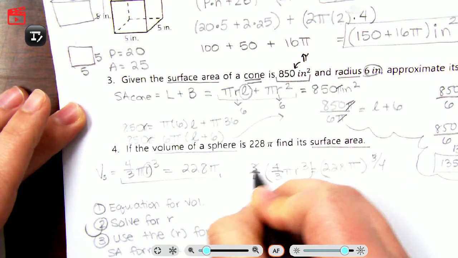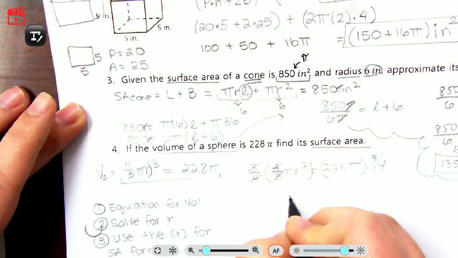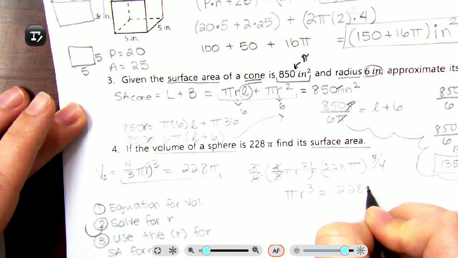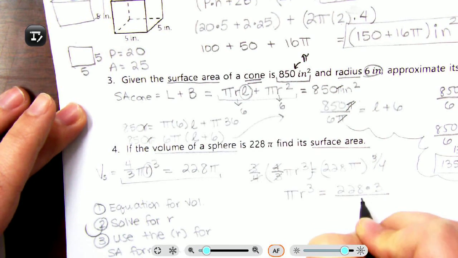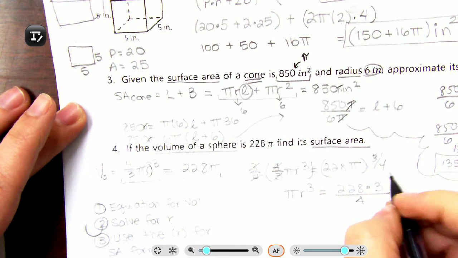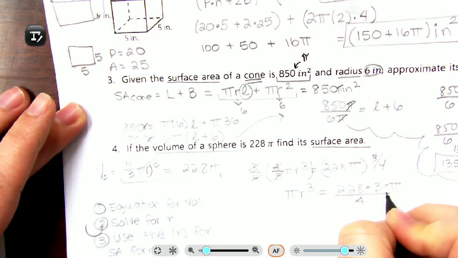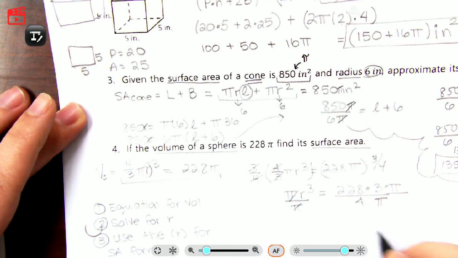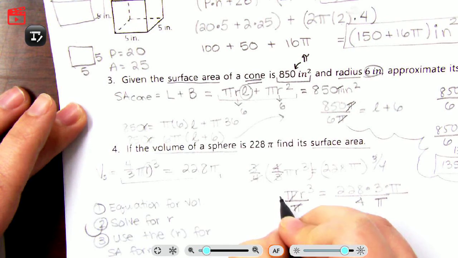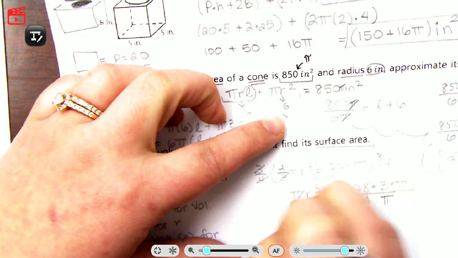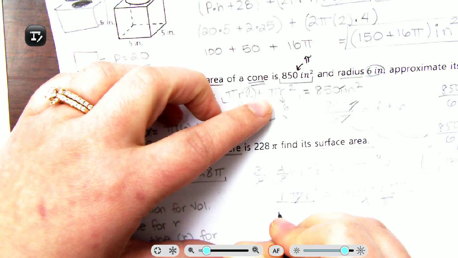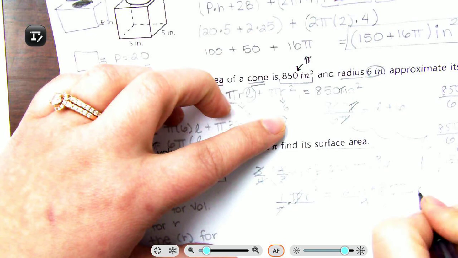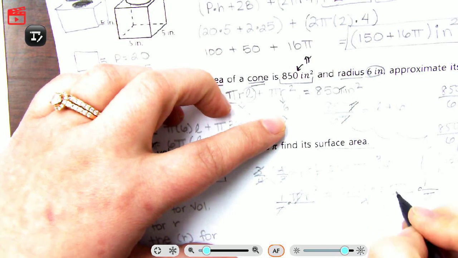3/4. So the 3's cancel out, the 4's cancel out. I'm left over with pi r cubed is equal to 228 times 3 divided by 4. And then I have my pi. So then I'm going to divide by pi on both sides. When I divide by pi, it's the same thing as multiplying by the reciprocal. So instead of doing it this way, it might be easier to see, 1 times pi. So these cancel out. And then I'll do that here, so it'd be times 1 over pi. So then our pi's cancel out.